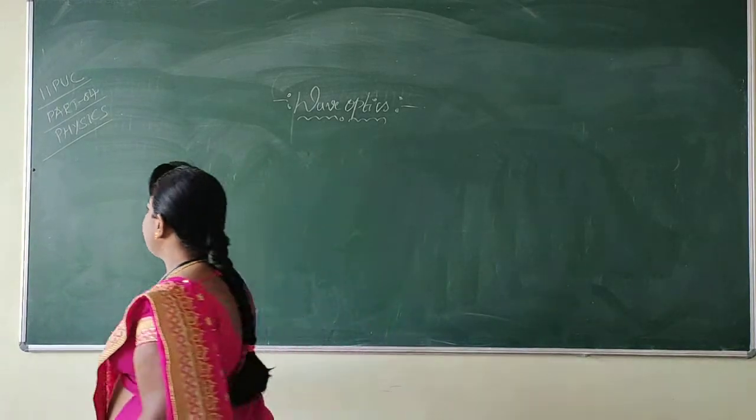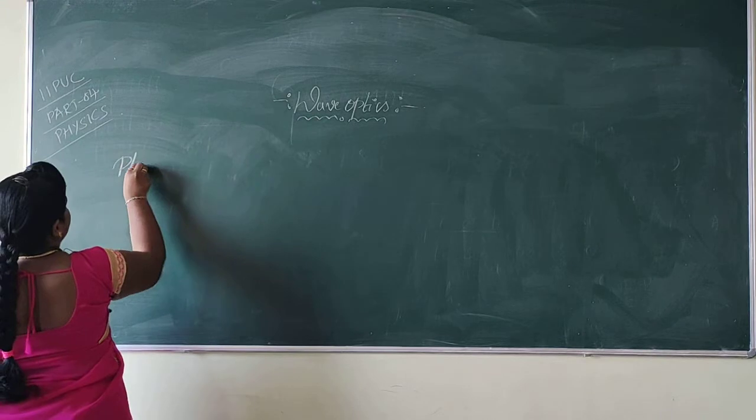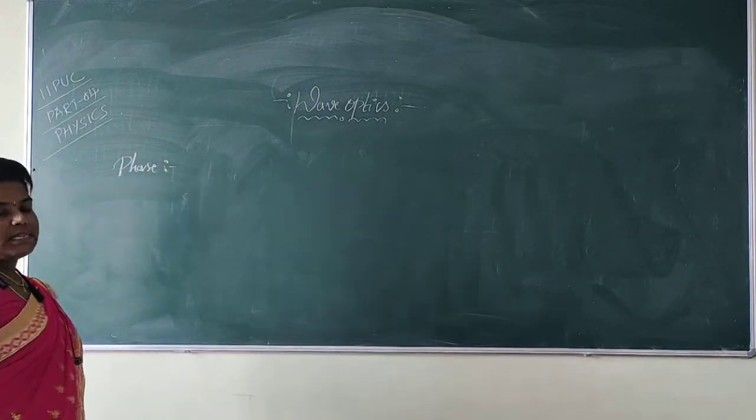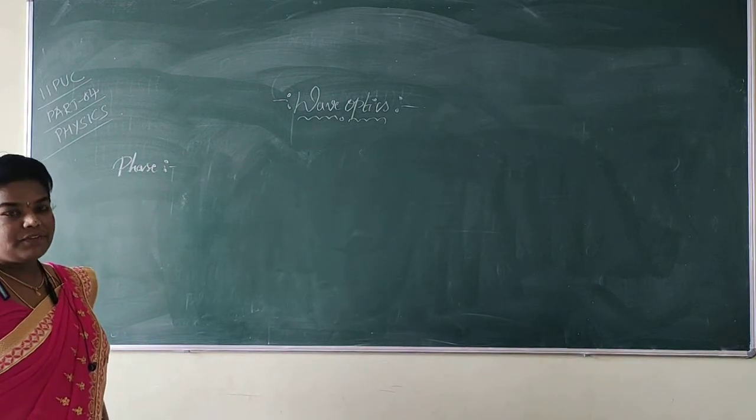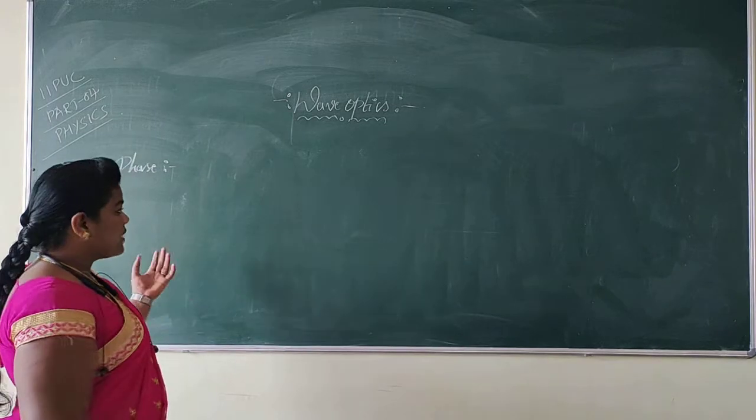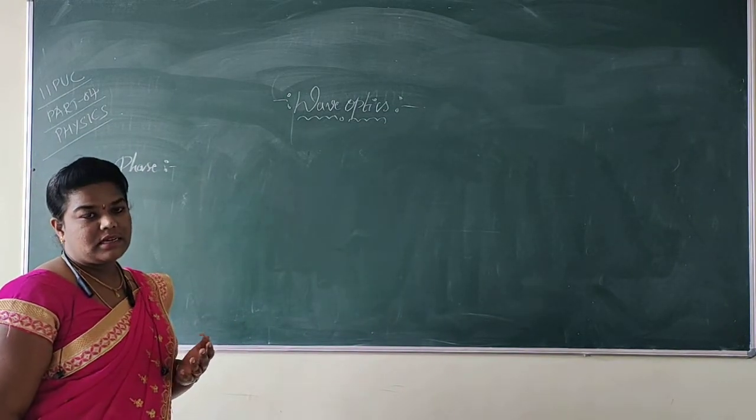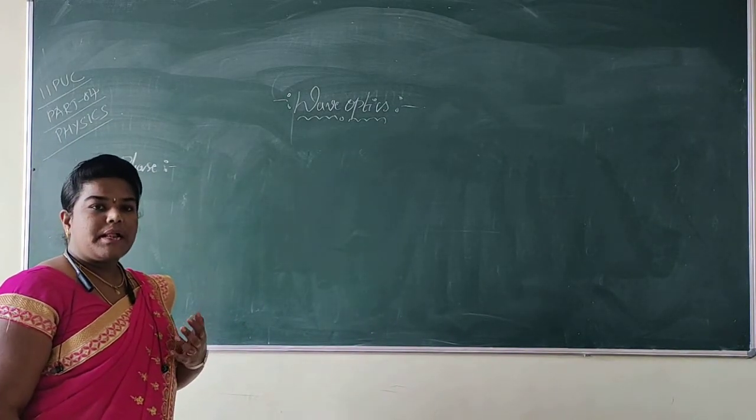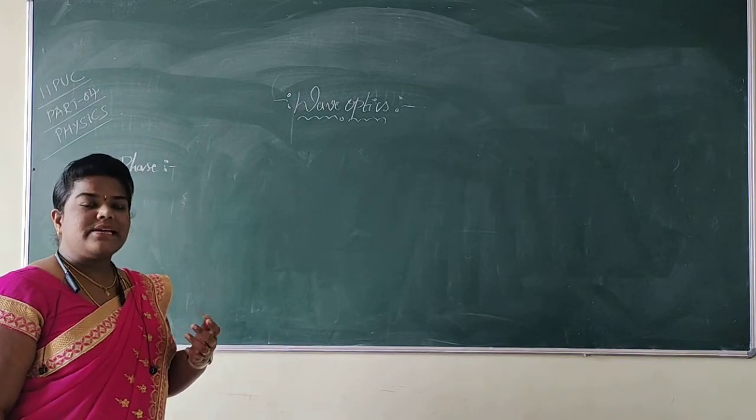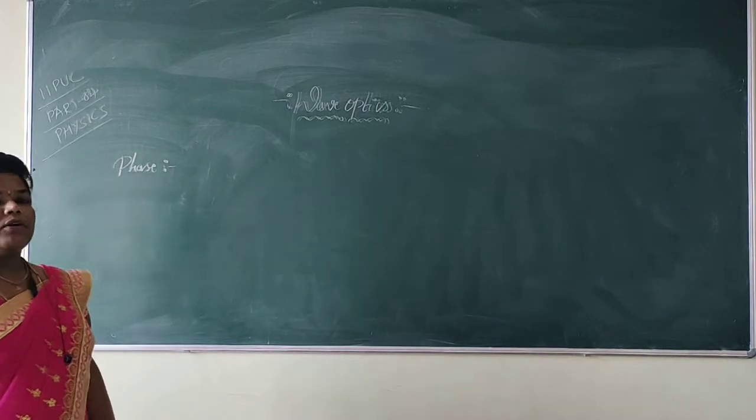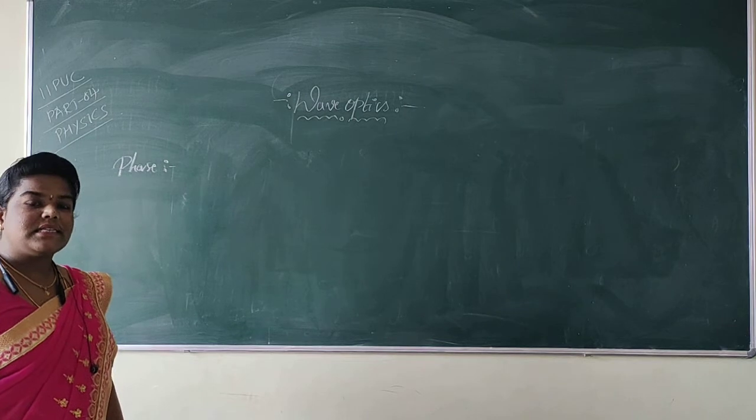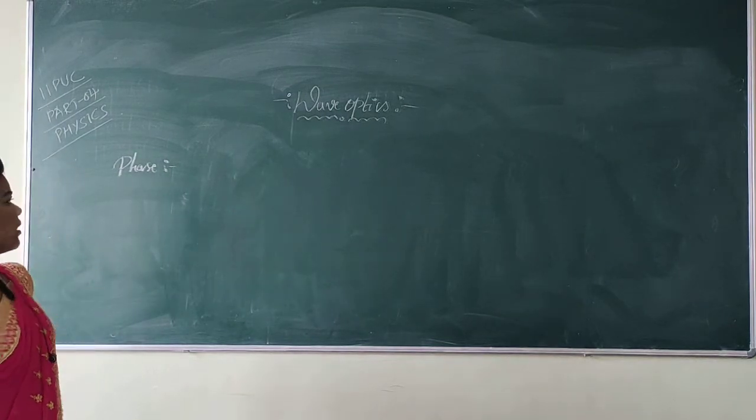Then what is meant by phase? I am discussing phase because we should know the phase difference and also the path difference. We should also know the relationship between the phase difference and the path difference, which helps us to understand clearly the Young's double slit interference pattern, and also helps us to discuss the theory of the Young's double slit pattern.